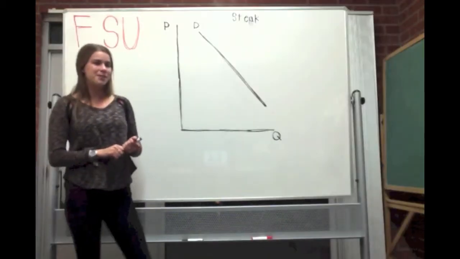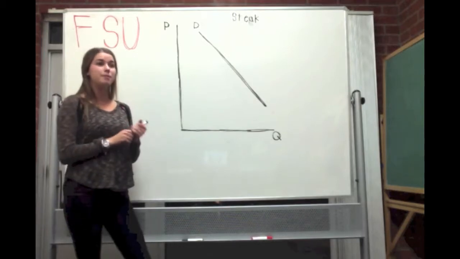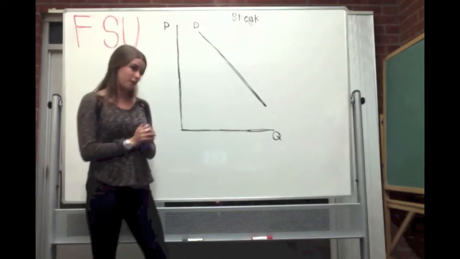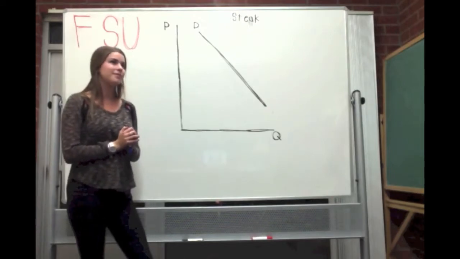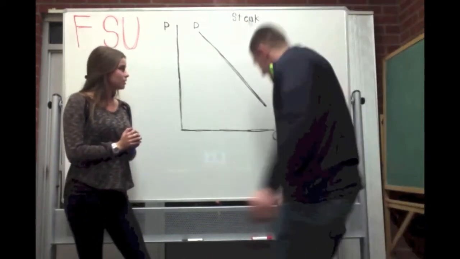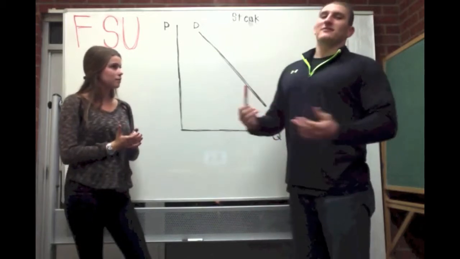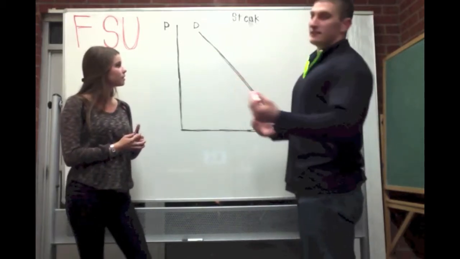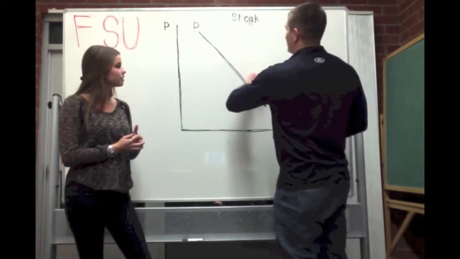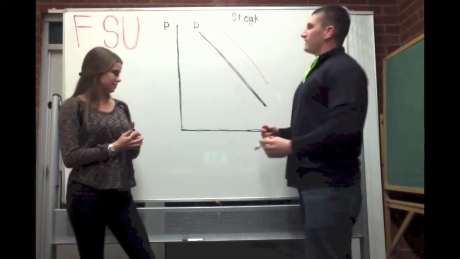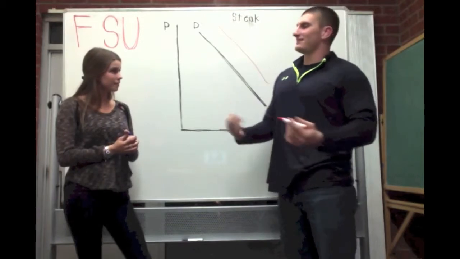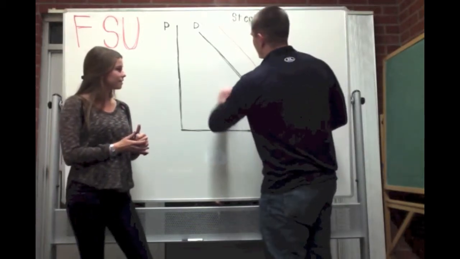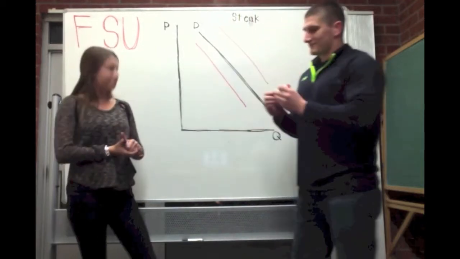Okay, Justin, would you like to come up and show how the demand curve shifts when you increase your demand for steaks? Yeah, sure. Since my preference for steak increases, demand for steak will shift to the right. Good. And if I was a vegetarian, my demand for steak would decrease, which will shift to the left. Great.